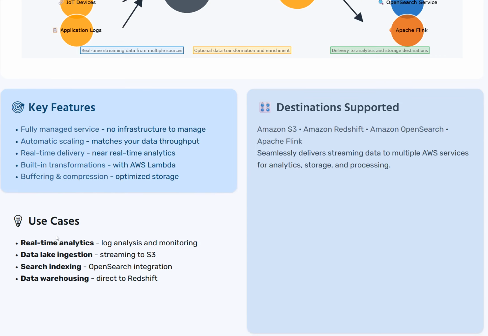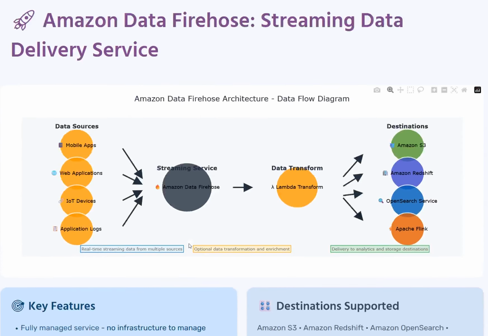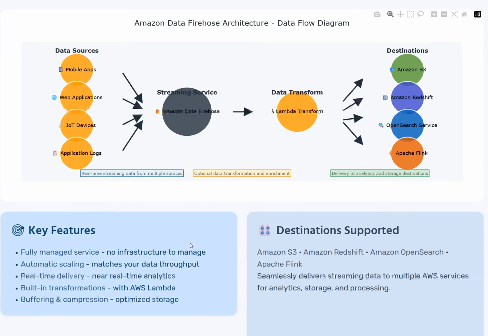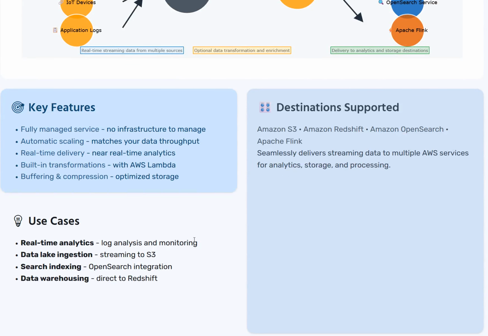So the use cases are real-time analytics, data lake ingestion, streaming into S3, search indexing, and data warehousing directly to Redshift. Amazon Data Firehose is one of the main services to get streaming data.